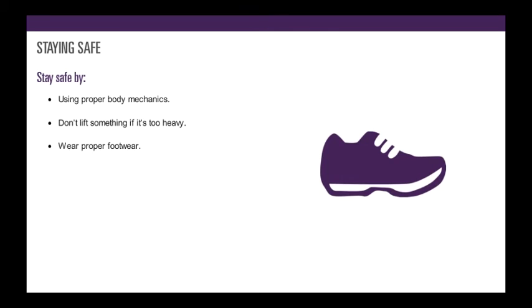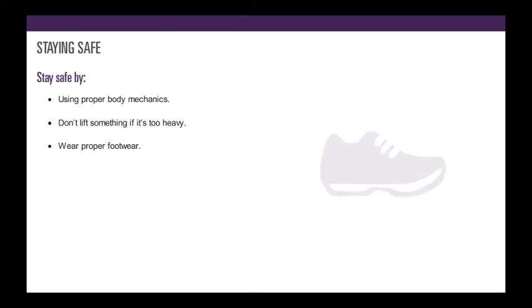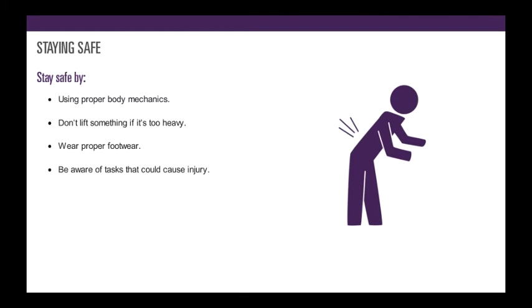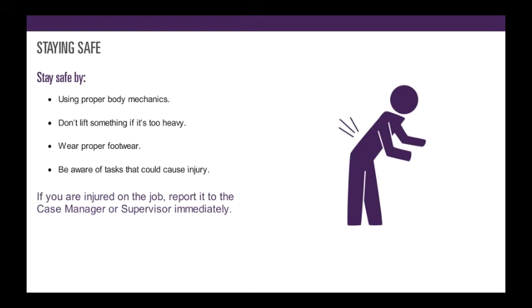Wear proper footwear. Proper footwear is closed-toed, has low, wide heels, and has rubber soles that will help prevent slips and falls. Tennis shoes are a good example of footwear for an HCA. Last, be aware. If you have to bend or lift often or do repetitive tasks, remember that these put you at risk for injury. Be aware of your posture and how you are reaching. If you are injured on the job, report it to the case manager or supervisor immediately.